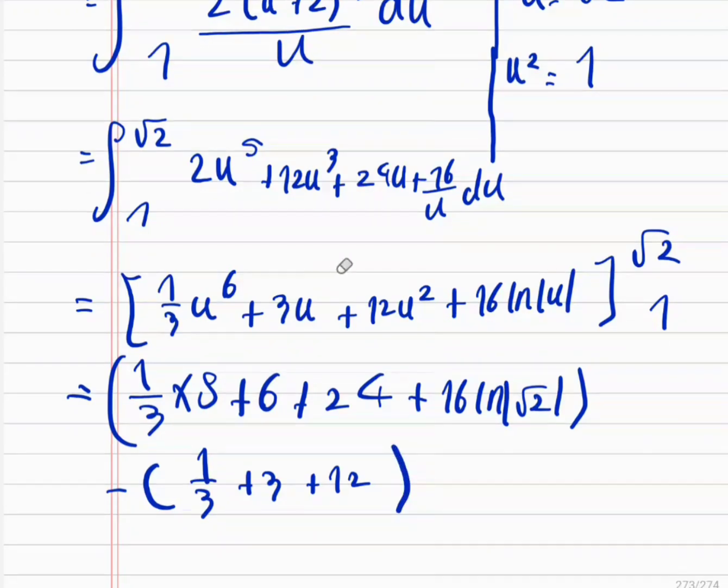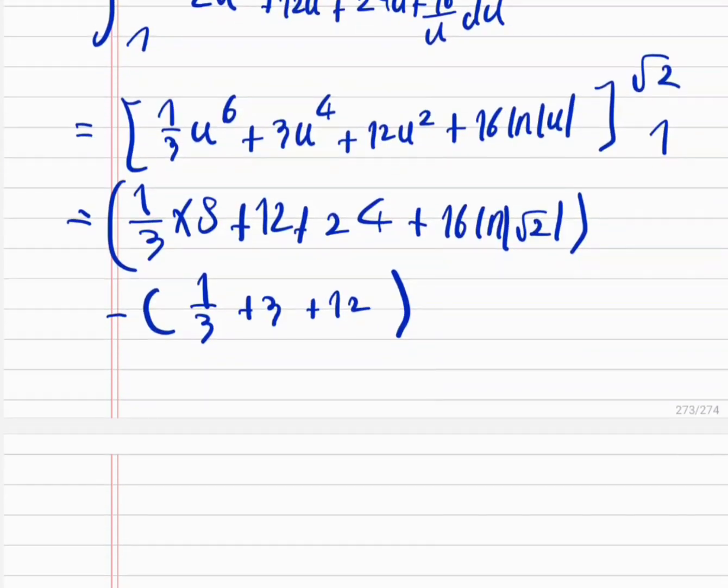Just realize that here actually is 3u to the power of 4, and so that means we need to change some of these. For this part, we have 3 times root 2 to the power of 4, that's essentially 3 times 4, sorry, it's 12. So we get 12 here, and now we need to simplify this.